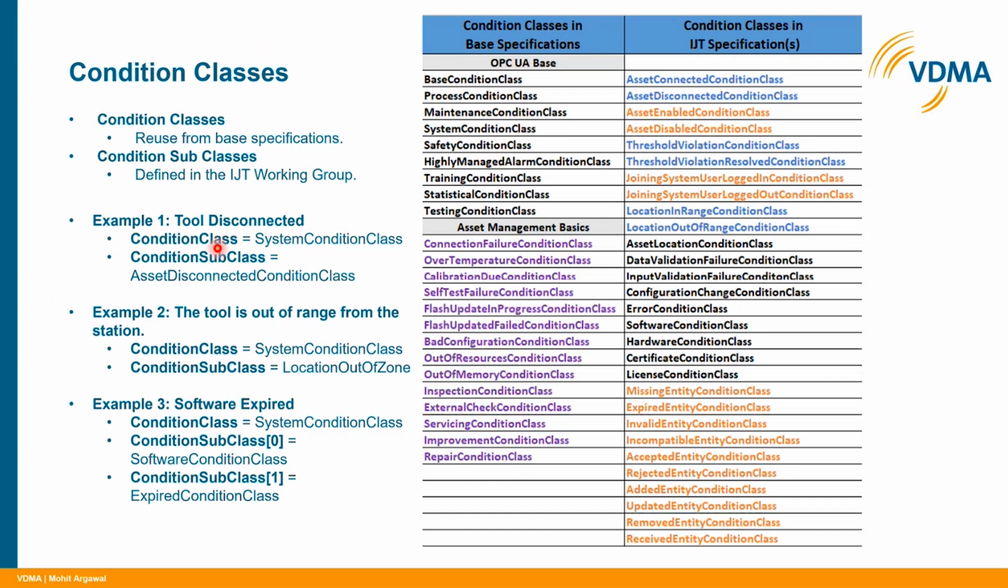If you consider an example, tool disconnected. In this case, condition class can be set as system condition class and condition subclass can be set as asset disconnected. So the client can subscribe and filter events with a condition subclass equal to asset disconnected. With that, there can be filtering applied based on the use case. And on the right side, if we see, we have defined the various types of filters within the IJT specification. Left side are the classes defined from the base specifications, and the combinations can be used. So we have provided a detailed example in the annexure sections to describe how to use them.